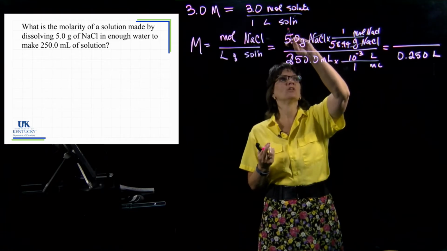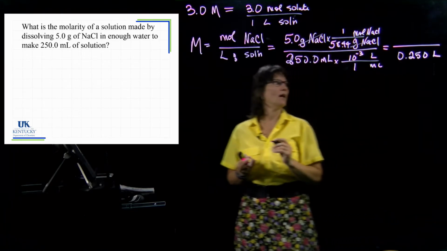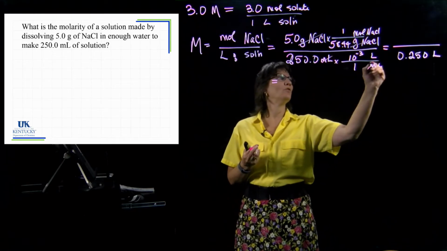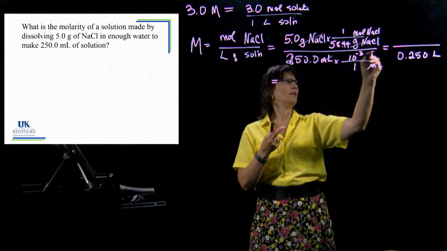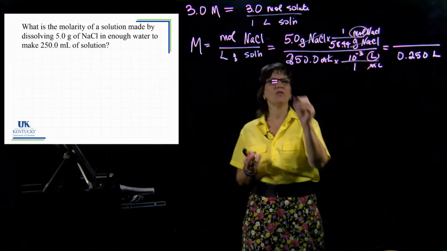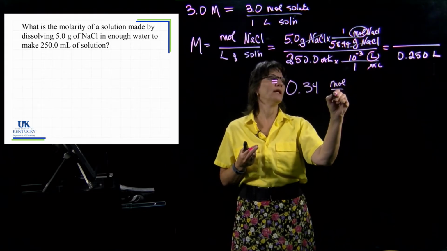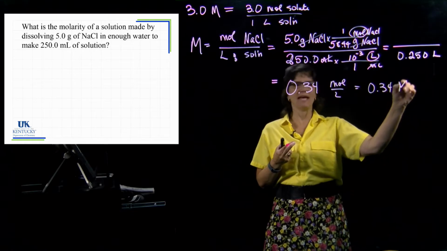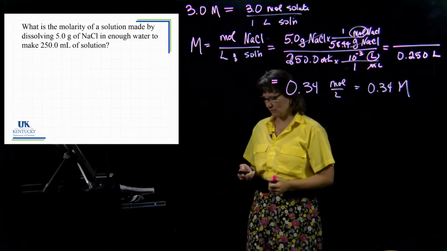And if I went ahead and took the 5 divided by the 58.44 divided by the 0.250 liters of solution, what I'm left with, there's the liters and there's the moles. What I've got is moles per liter, and the value for this is 0.34 moles per liter, or 0.34, and we say molar. So that is how you calculate the molarity of a solution.